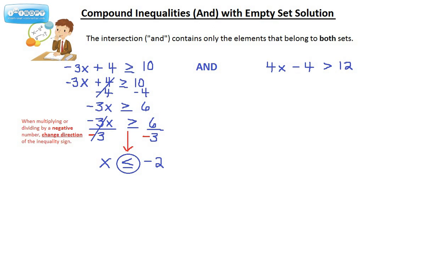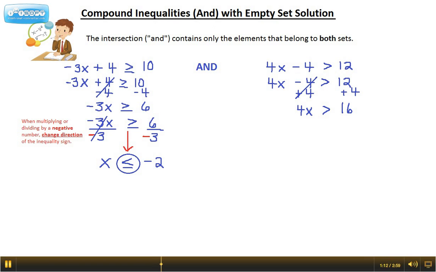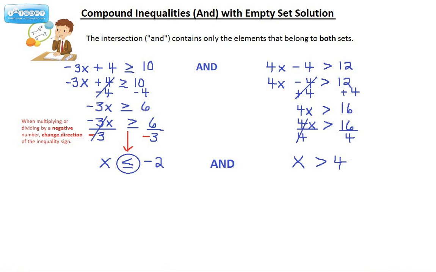Now let's solve the inequality on the right. First, add 4 to both sides to isolate the term containing x. Next, we want to divide both sides by 4. And here is our solution. X is greater than 4. We want to graph this and show where the numbers are that belong to both of these sets.